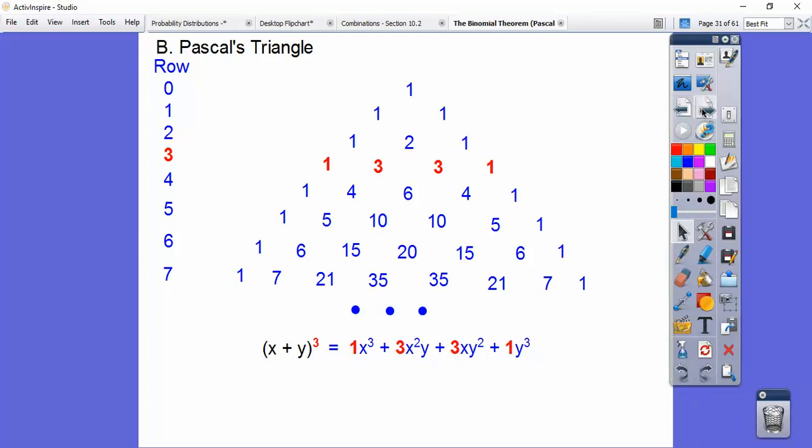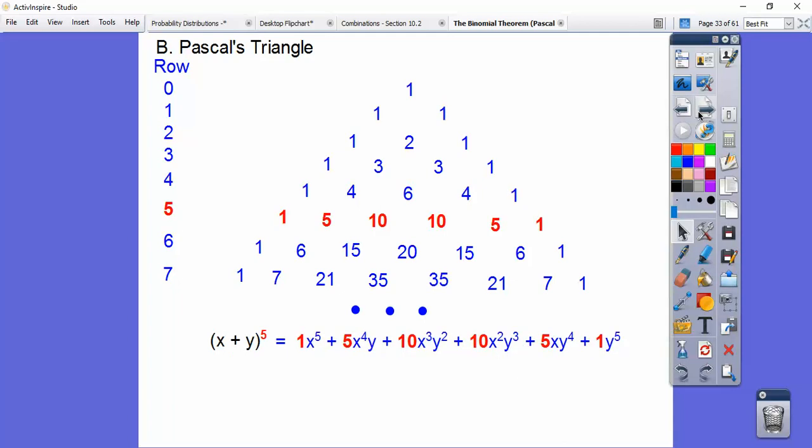So here's x plus y to the 4th, row 4, 1, 4, 6, 4, 1. And the first one is x to the 4th right there, and then we descend. So it's x to the 3rd, and then y starts ascending, growing up. So y to the 1st, x squared, so x goes down, y goes up, x goes down, y goes up. And the red numbers are from row 4, and row 4 is from this guy. Row 5 would be this. Okay, row 5 is 1, 5, 10, 10, 5, 1.